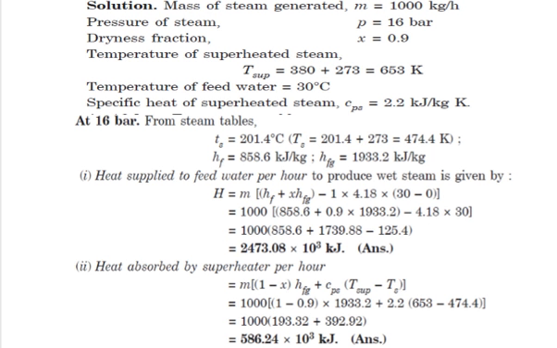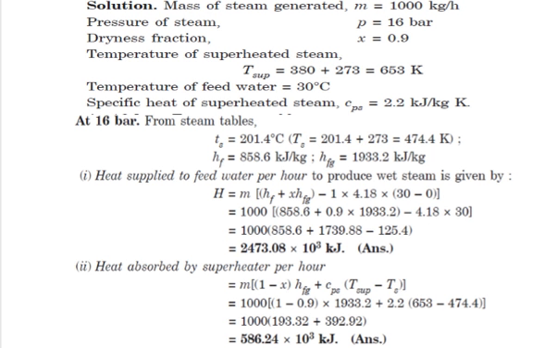Then you have to determine the heat absorbed by the superheater per hour. That is, first, how much heat is supplied to the feed water to convert this water into waste heat. Then you have to find out how much heat is absorbed by the superheater when the steam is passing through it.